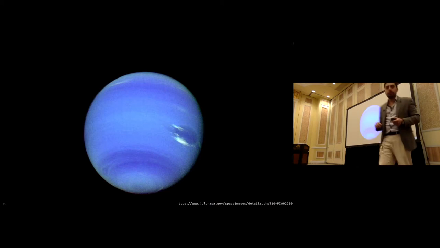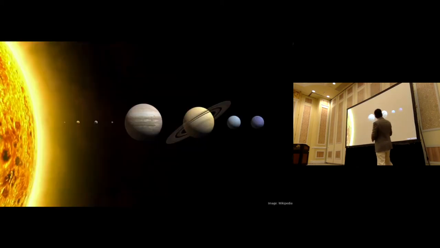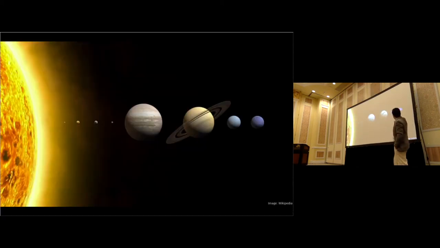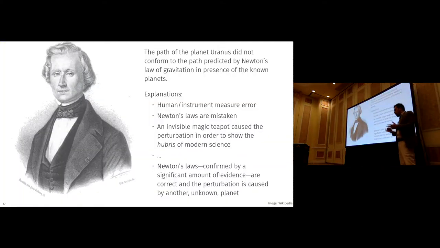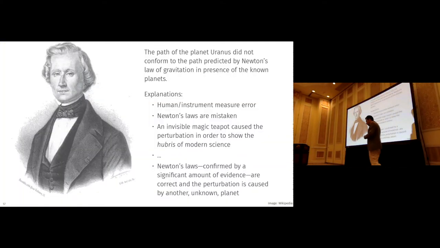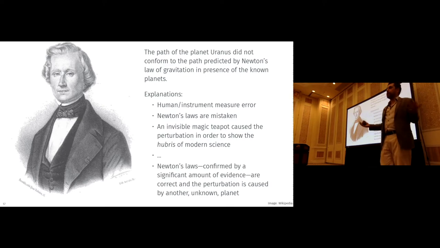Neptune. This planet is after Uranus, and it had never been seen in a telescope. And in the 1800s, this French astronomer Le Verrier started looking not at Neptune, but at Uranus, which we know exists.